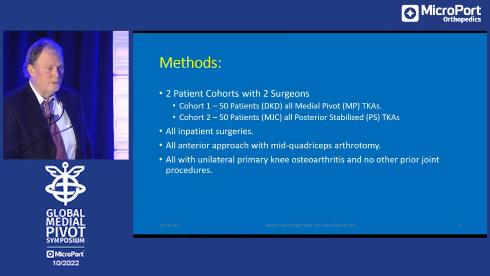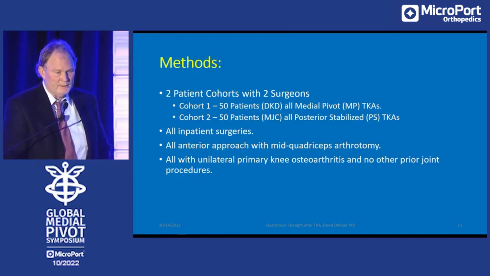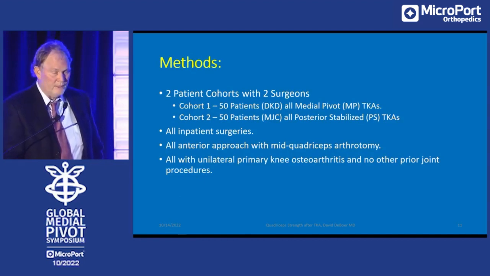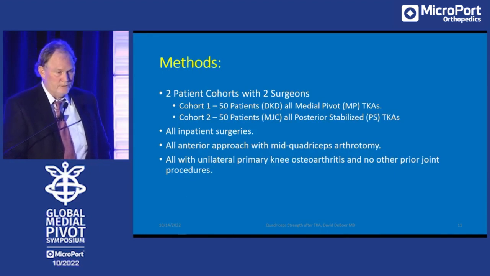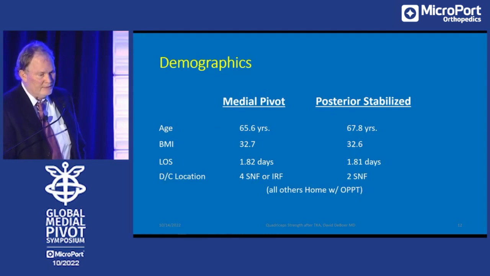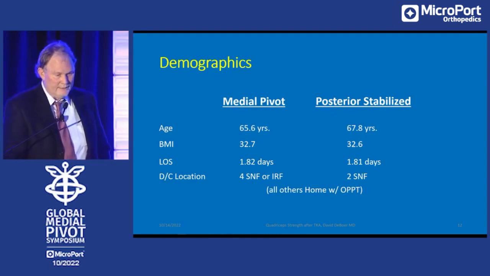So we had 2 patient cohorts. There were 50 patients in each cohort. All were inpatient surgeries. All were anterior approach with mid-quad arthrotomies. All were unilateral primary knees with no other joint procedures. Our ages were the same, BMIs almost identical, length of stay the same.